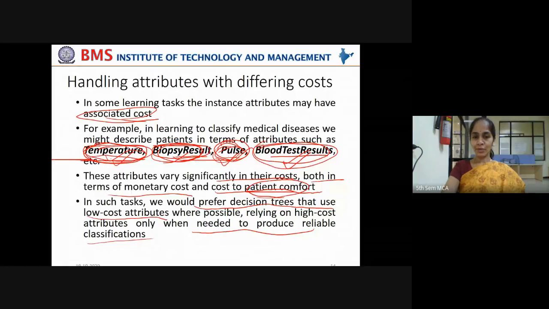In such tasks, we would prefer decision trees that use low-cost attributes where possible, relying on high-cost attributes only when needed to produce reliable classification. So always build decision trees on low-cost attributes and assign them more weight in predicting the outcome variable rather than high-cost attributes like biopsy result.